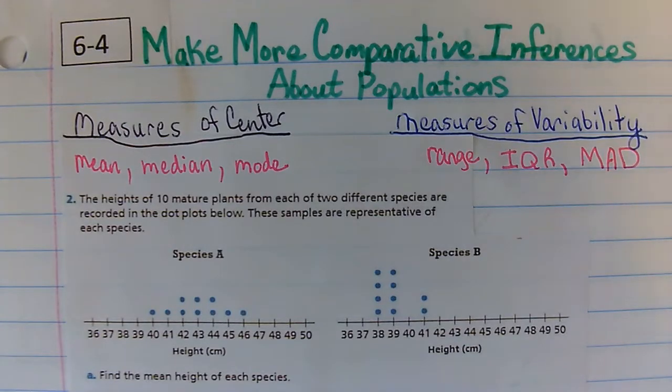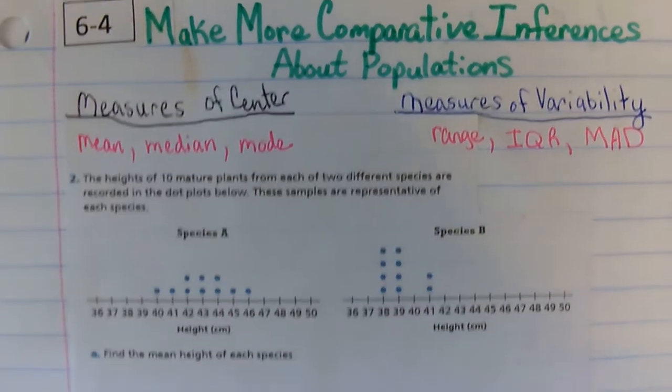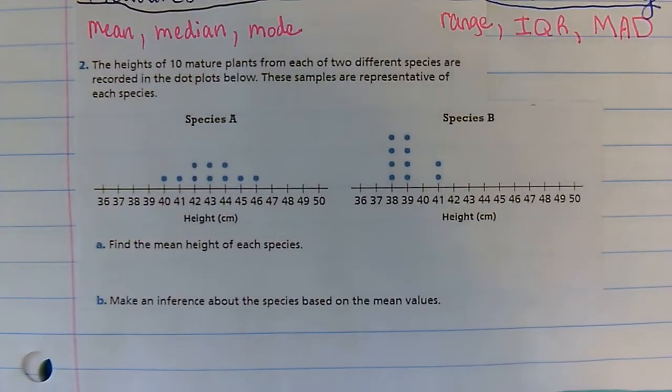The heights of 10 mature plants from each of 2 different species are recorded in the dot plots below. These samples are representative in each species. Alright, so if we look at both of these dot plots and we check at the first question. First question says find the mean height of each species.